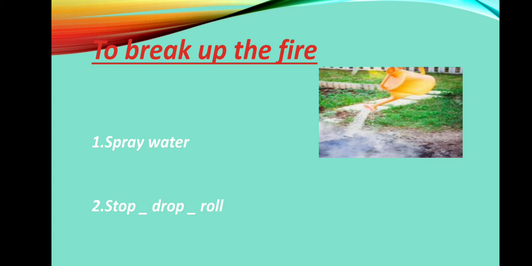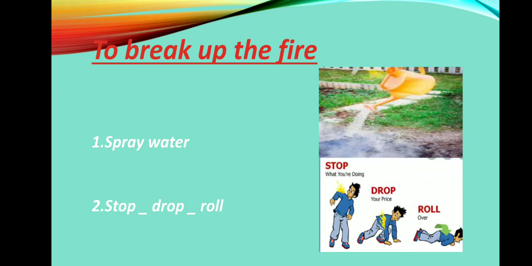Next one: stop, drop and roll. What do you mean by that? When you are on fire, you should not run. Why? While you are running, what happens? Oxygen is supplied, so you will burn more. So rather than running, you have to stop, drop down and roll. In that way, the fire is broken up. So what you have to do? Stop, drop and roll.